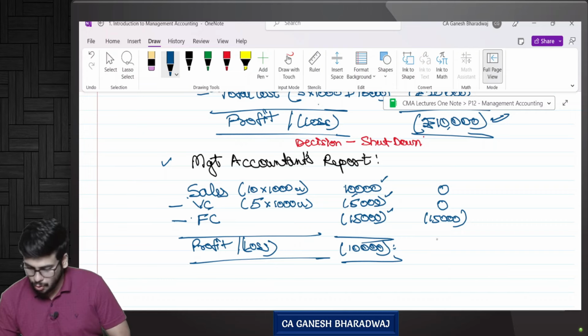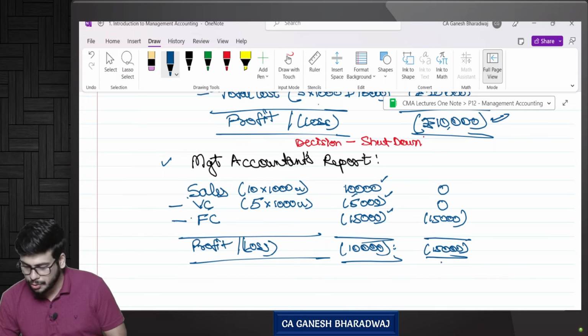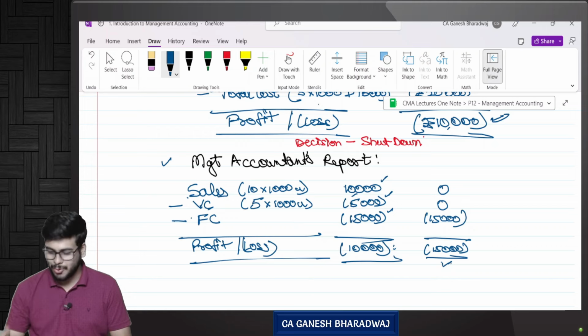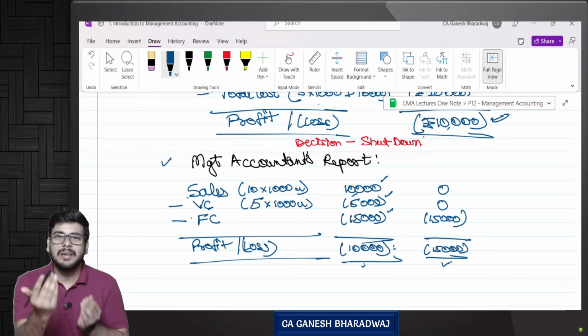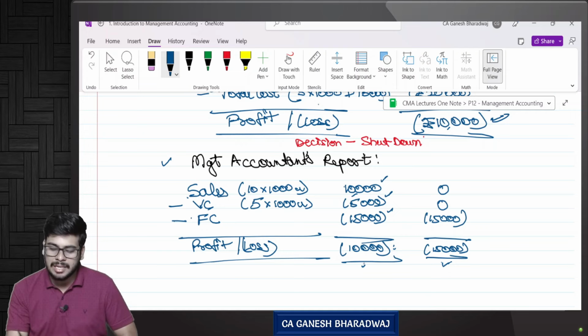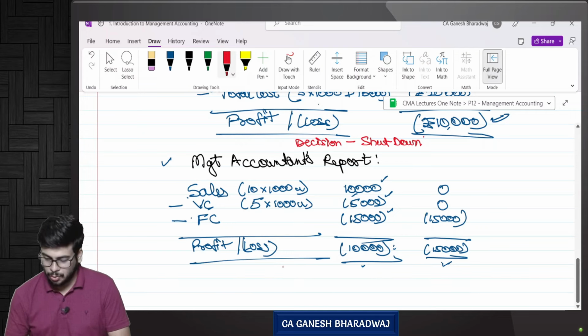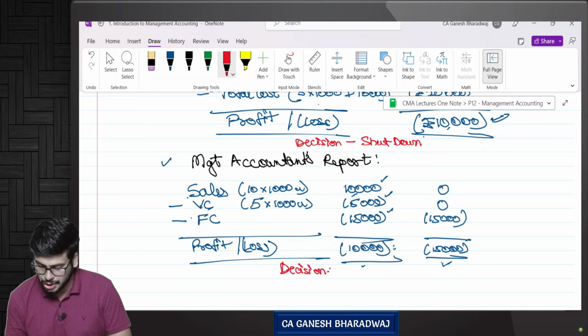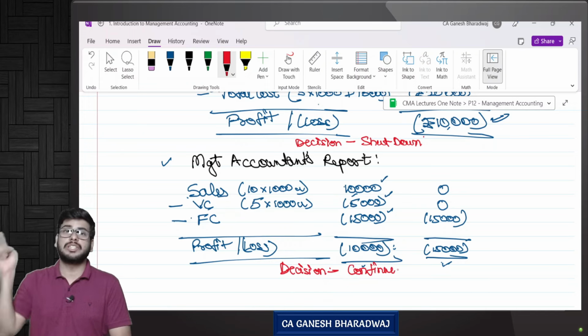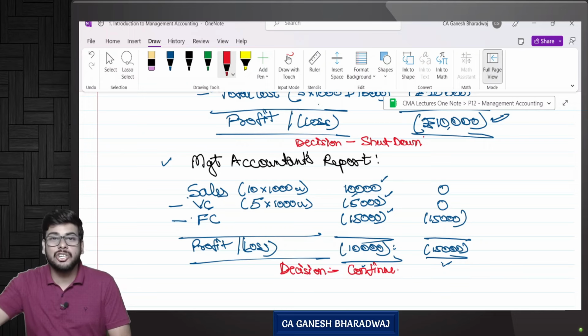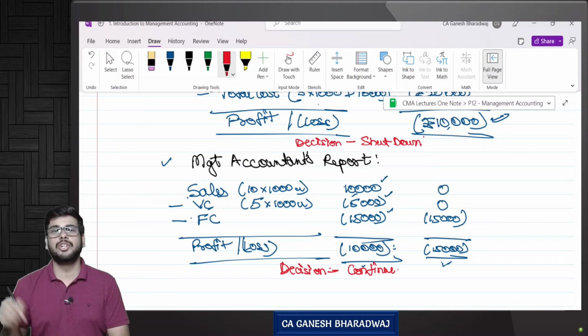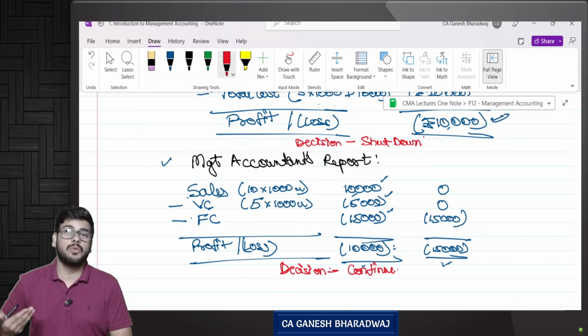If you continue, what will be the loss? 15,000. If you shut down, the loss is going to be how much? 15,000. If you continue, the loss is just going to be 10,000. Or in other words, if you continue, you can at least minimize your loss by 5,000 rupees. In this case, a management accountant will come and say, sir, I am proposing a decision. It is better to continue. It is better to continue with a loss of 10,000 than to discontinue with a loss of 15,000 rupees. Now you are able to understand how a management accountant is able to come up with this data.